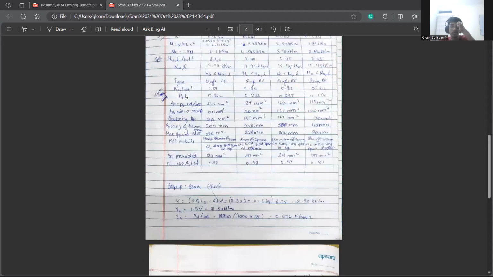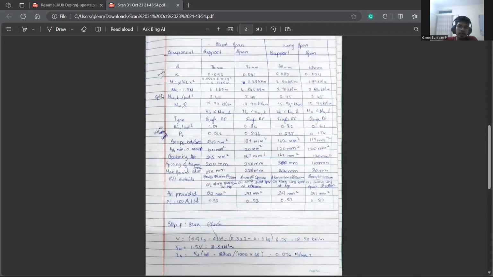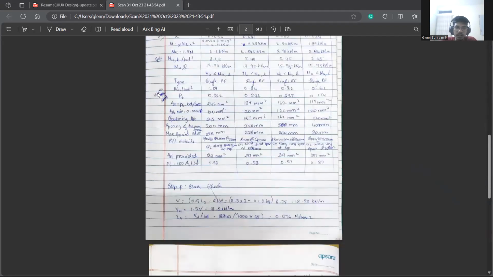Now we are going to find Mu by bd square. We have the Mu value and the bd square value also. So when we substitute in each place, we will get these values. Mu is this value, b is 1000 and d is respectively 76, 76, 68, 68. The PT value we get from IS 456, so accordingly we substitute over here and get it.